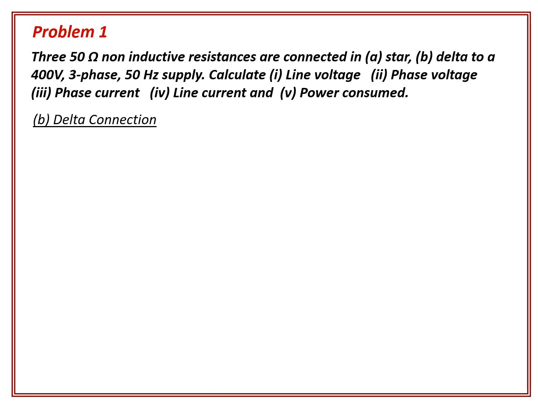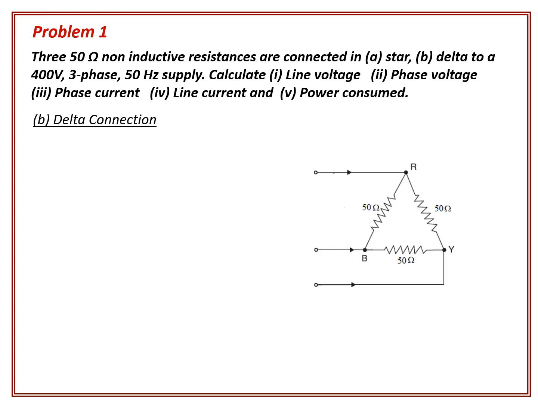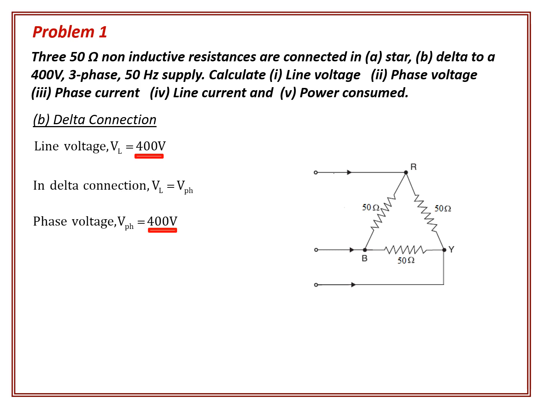Next, consider the resistors connected in delta. 50 ohm resistors are connected in delta and 400 volt 50 hertz is the input. Here also take the given voltage as line voltage. VL is equal to 400 volt. In delta connection, VL is equal to V phase. Therefore, phase voltage V phase is equal to 400 volt. Phase current I phase is equal to voltage in a phase divided by impedance of that phase. Impedance of one phase is the resistance value 50 and voltage in one phase is 400 volt. So I phase is equal to 400 by 50, which is equal to 8 amperes.